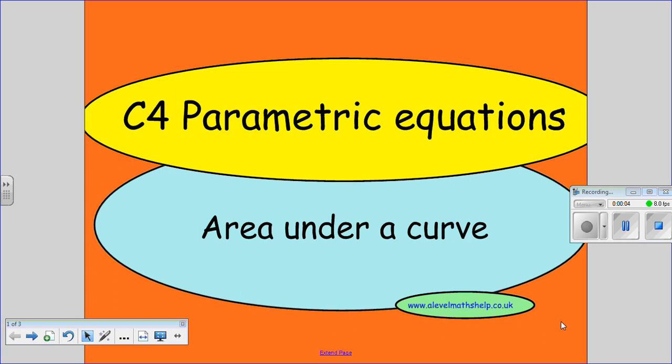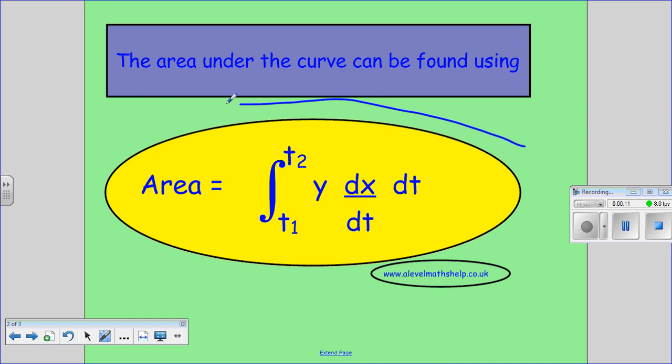In this video we're going to be looking at finding the area under a graph for parametric equations. So we have this formula here, and if you look at it, it's very similar to the formula we had for finding the area under a curve when we just had a Cartesian equation. So what we had there, we would have the integral between x1, x2, y times dx, and the difference here is we've now got dx by dt times dt, and you see that the dt cancels to give us back the Cartesian equation. So it's similar, so you need to just make sure you can use this.